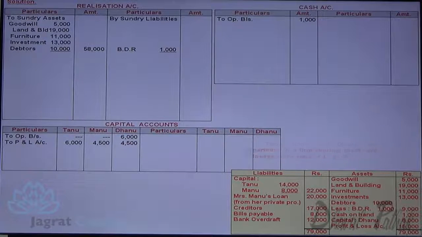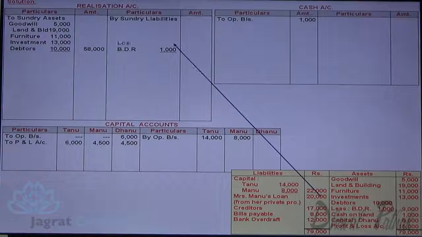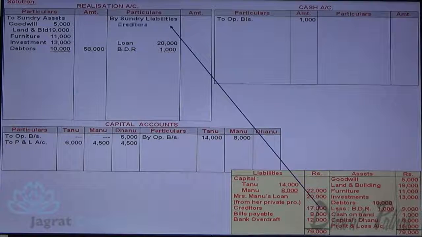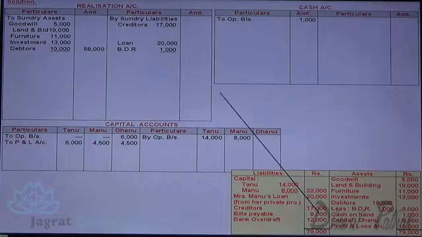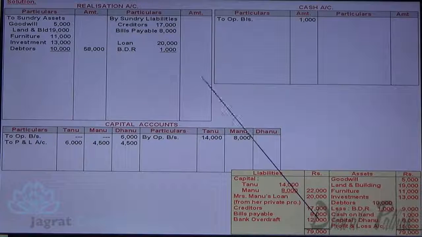Now, capital of Tanu recorded to the Tanu's capital account credit side. Same way Manu, opening balance 8,000 recorded. Mrs. Manu's loan transferred to realization account. Creditors 17,000 credited to realization account. Bills payable and bank overdraft are also transferred to the credit side of realization account. Notice it, 8,000 and 12,000.